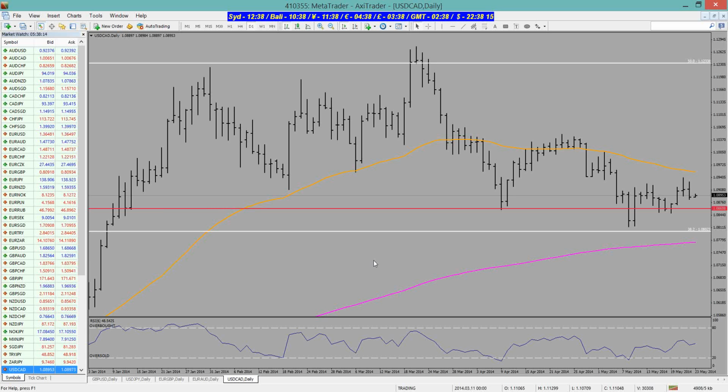And same with the dollar yen. So the dollar yen, if it is in a trend, then your risk reward is probably not something you'd want to tackle. But if it's in a range, then yeah.